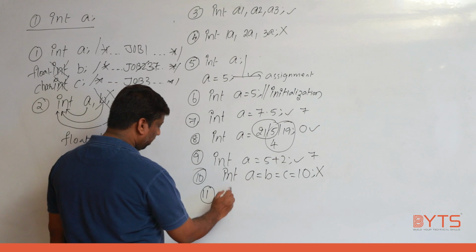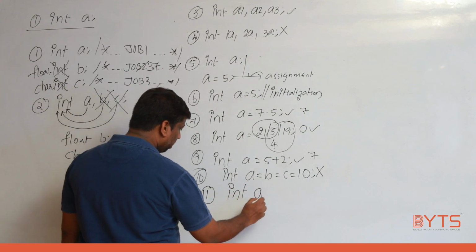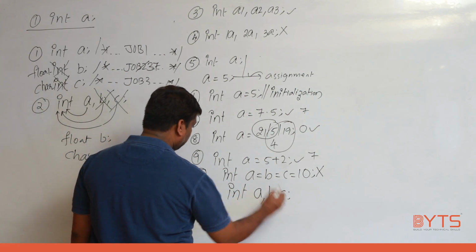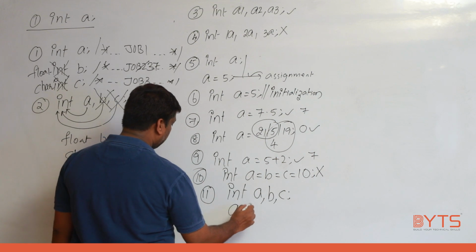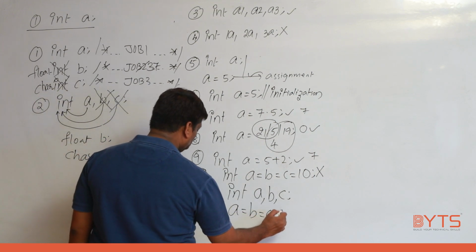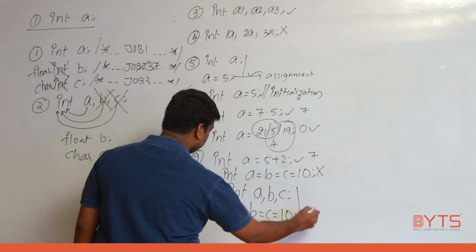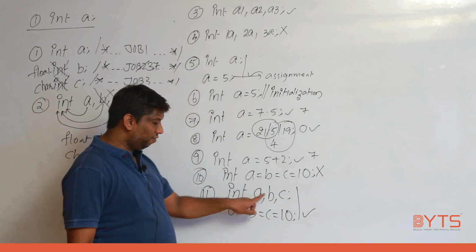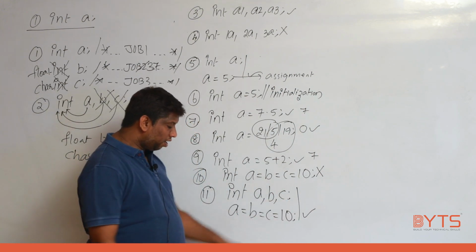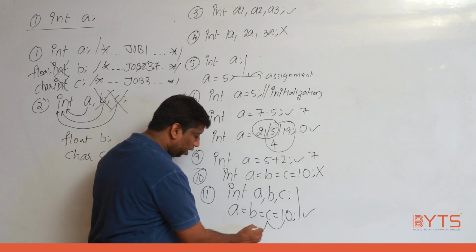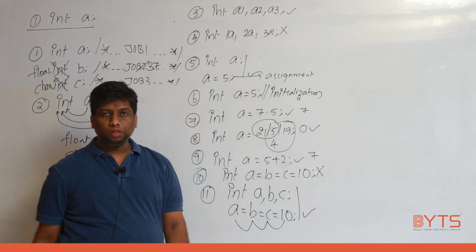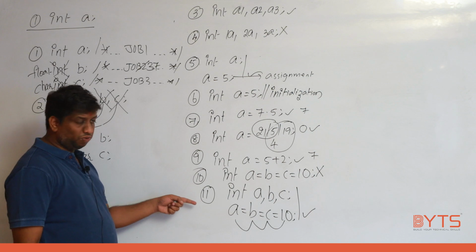How do you write that one? int a, b, c. Next, what can I write? a = b = c = 10. This is valid. Initially I created a variable, b variable, c variable. Later on only I assigned 10 to c, 10 to b, 10 to a. Okay, you got the difference between 10th one and 11th one, right?